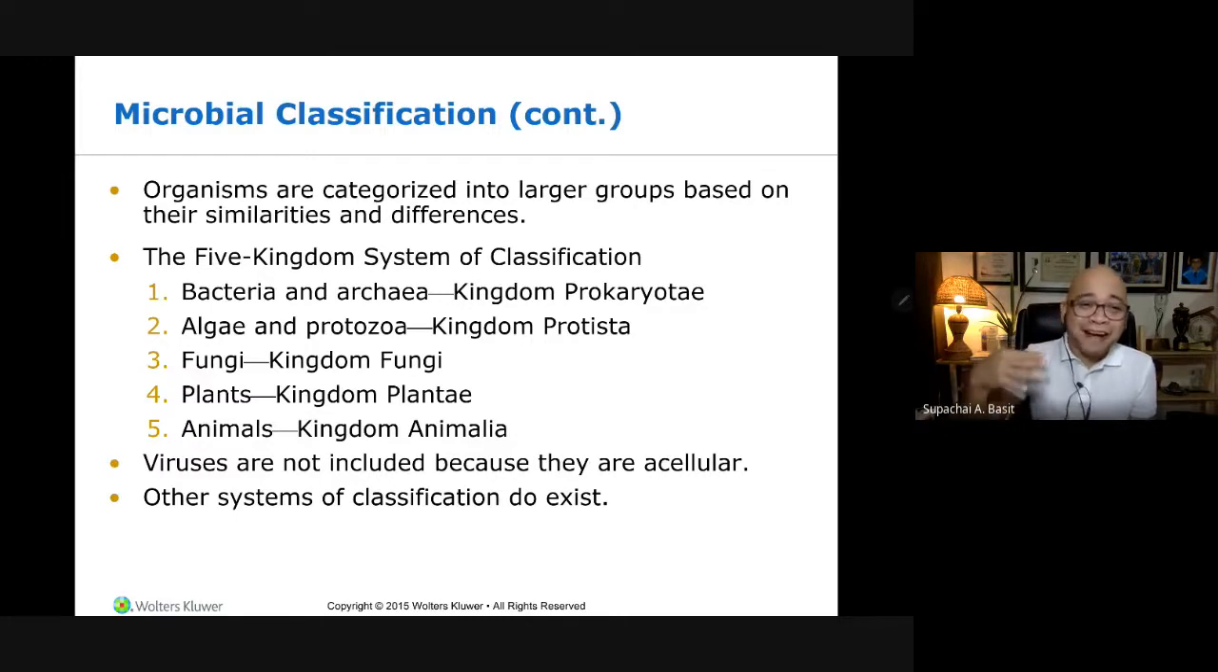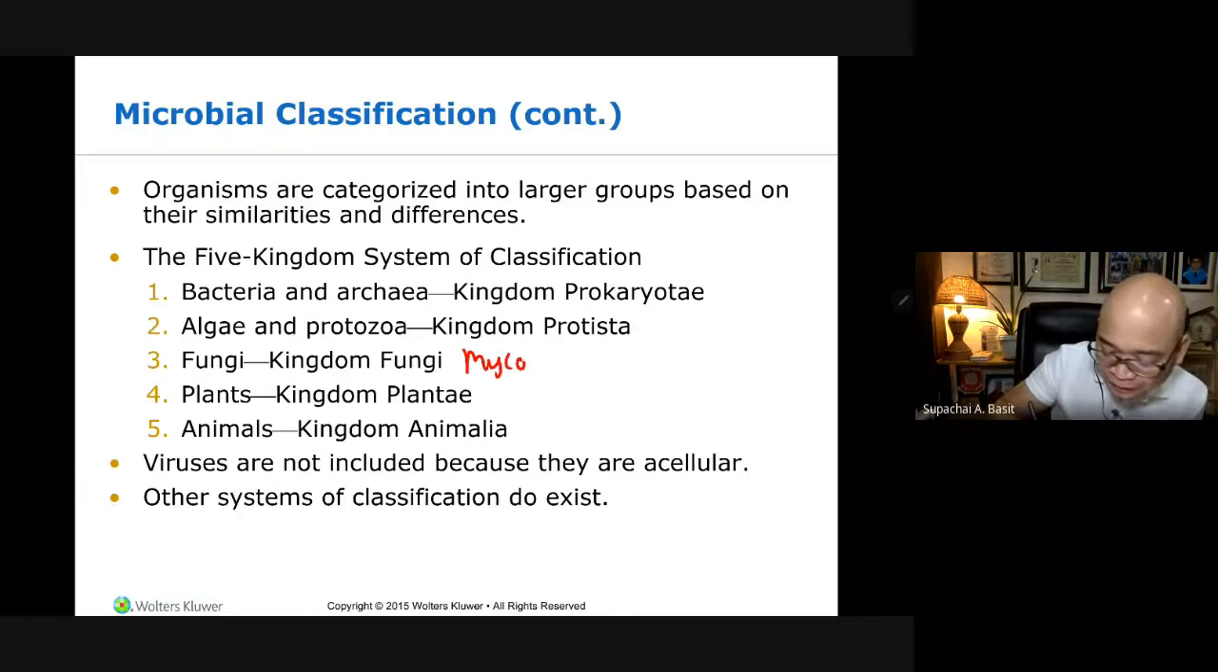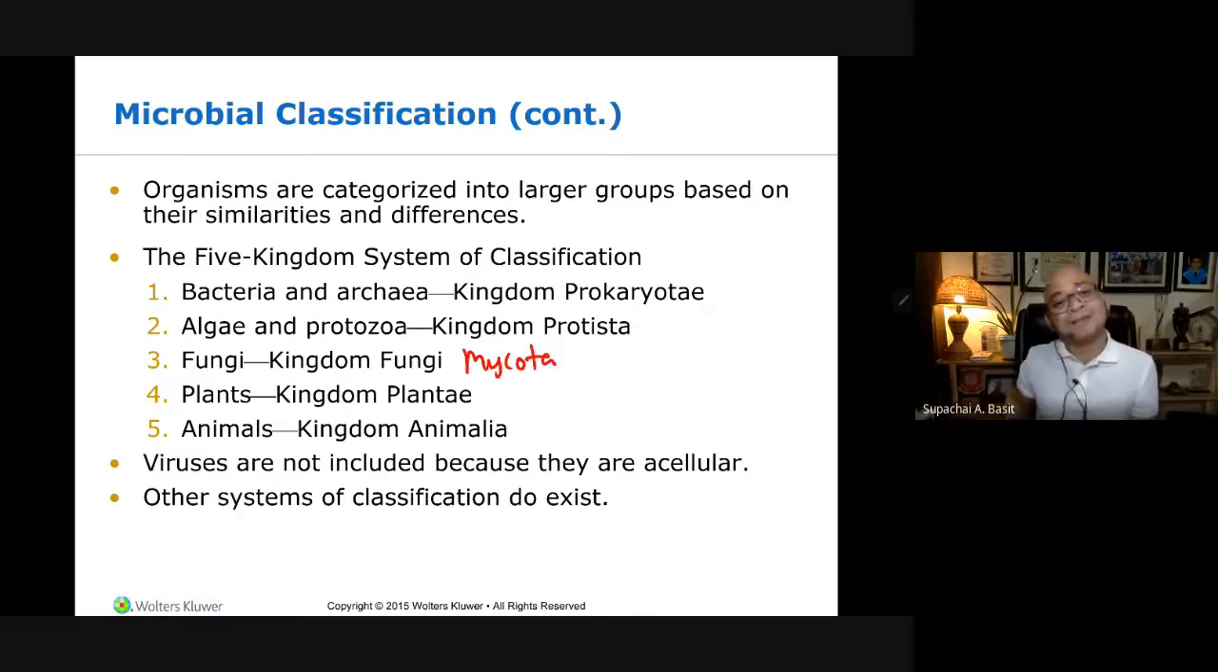So organisms are categorized into larger groups based on the similarities and differences. In a five kingdoms scheme, bacteria and archaea belong to kingdom Prokaryote. Algae and protozoa belong to kingdom Protista. Fungi belong to kingdom Fungi, or in some other texts, you'll find Mycota. Plants belong to kingdom Plantae, and animals belong to kingdom Animalia. Viruses are considered a non-biological entity because they are acellular. They do not have a cell membrane.